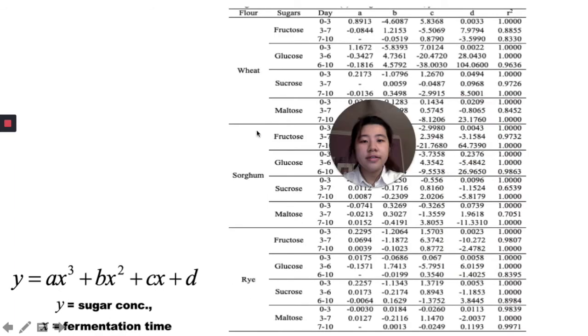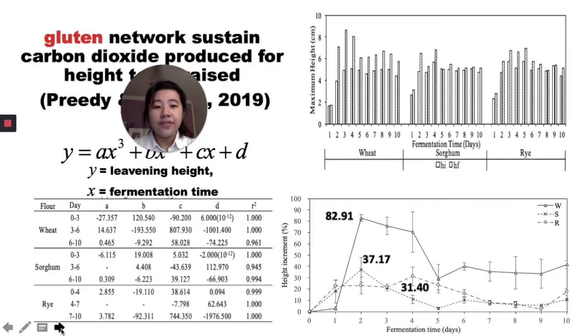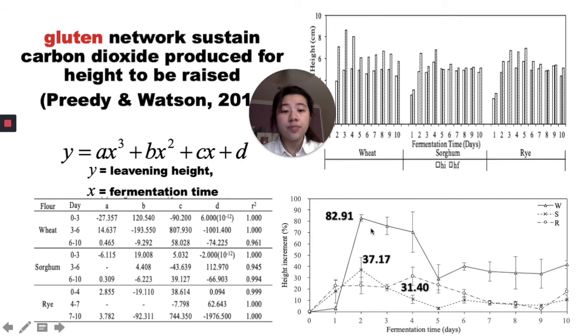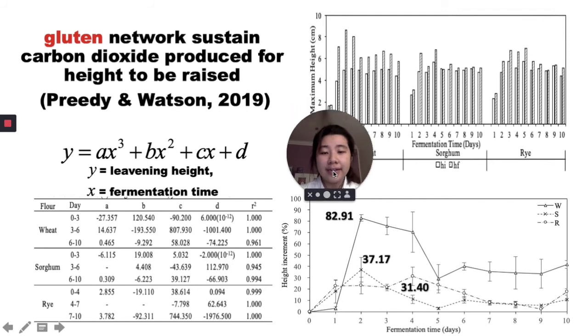Next, these are the statistical models. Next, for the leavening height. As you can see from this graph, during every day of the fermentation, all the sourdough starters managed to rise, with the height increment expressed in percentage. On day 2, the highest height increment was achieved by the wheat sourdough starter at 82.91%, and the rest of them have either no or less gluten, so the height increment is lesser, because gluten level is important to sustain the carbon dioxide produced by the LAB to raise the height of the sourdough starter.